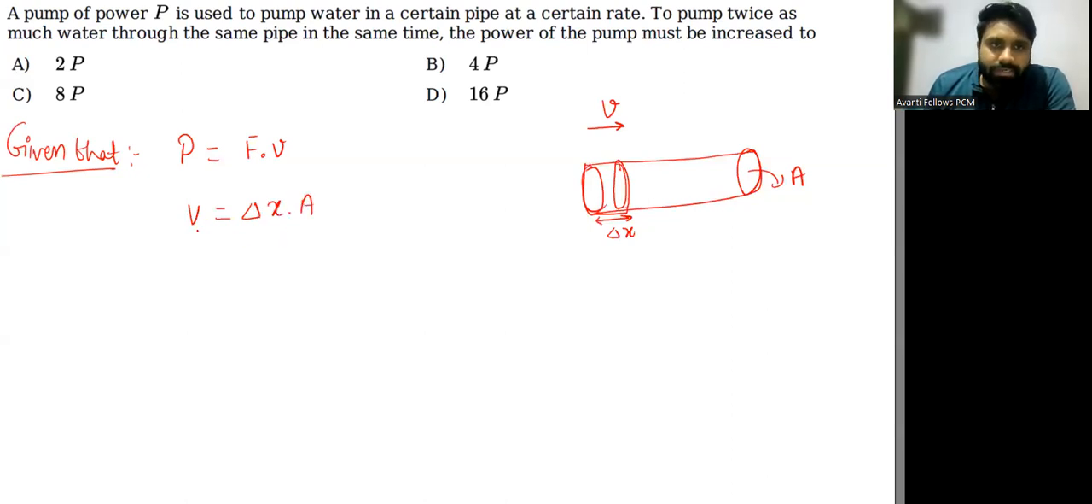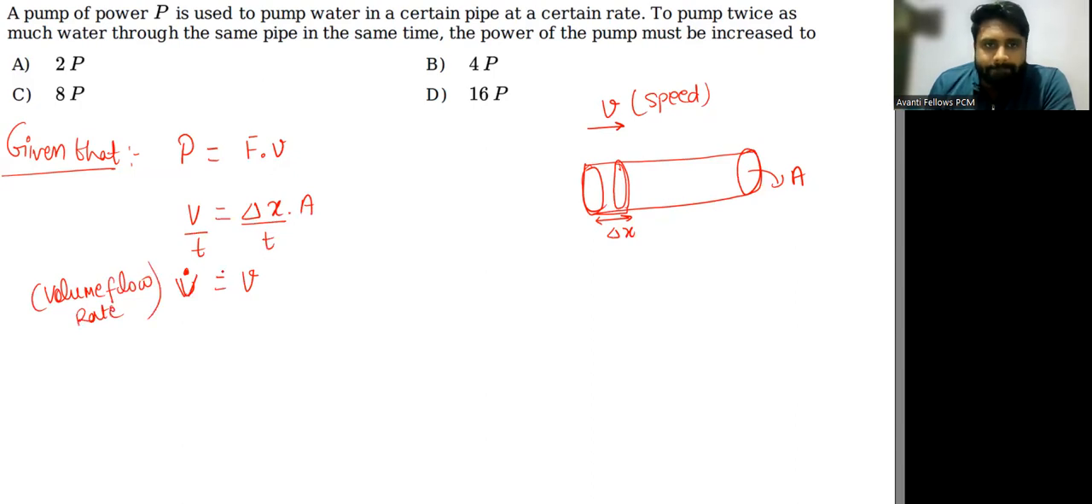Now, if we divide it by time t, this will become the volume flow rate, V dot, and delta x by delta t is nothing but the velocity, so we will take it as small v. Here small v is the speed and capital V dot is the volume flow rate. So V dot here is v into A. This is the volume flow rate of this liquid.